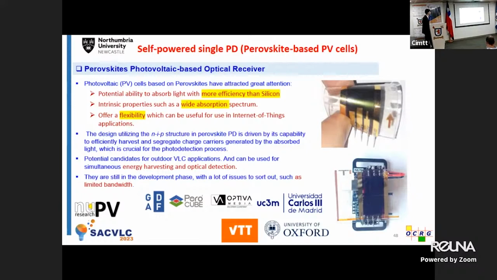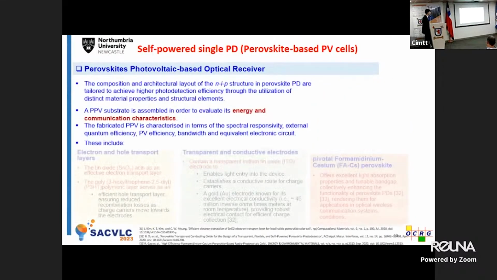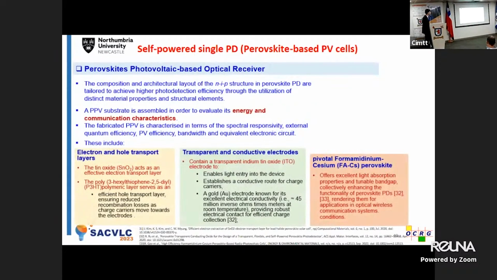We will see that work from a communication point of view. So we took that sample, trying to look at whether we can use it as an optical receiver, and if so, how do we characterize it? So here it is. I'm just going very fast about this.